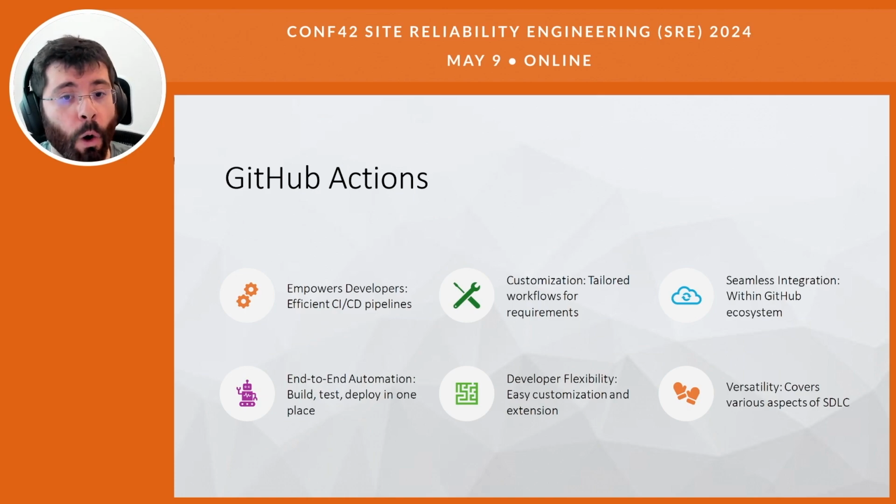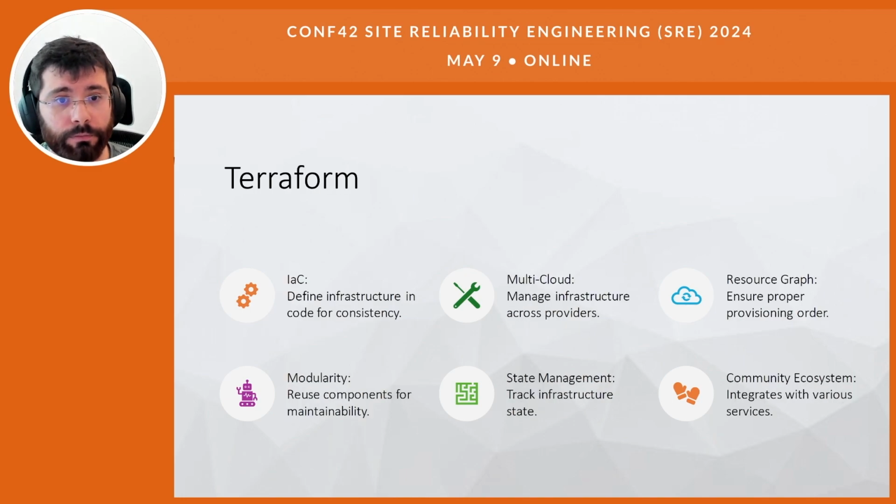You can create the whole end-to-end automation, so you can build, you can test, you can deploy everything in one place. You don't need to build in one place, then test in another place, and deploy in a third place. So that is very handy and covers many aspects of the software delivery life cycle, the development life cycle. So that is why we chose GitHub Actions.